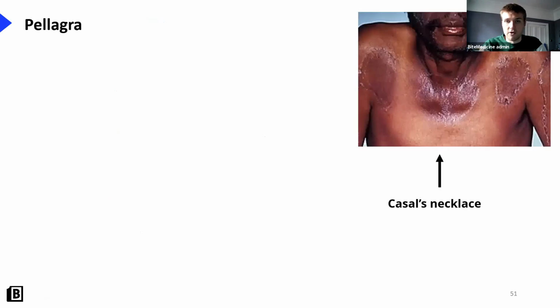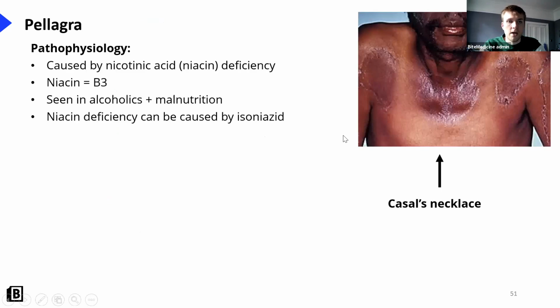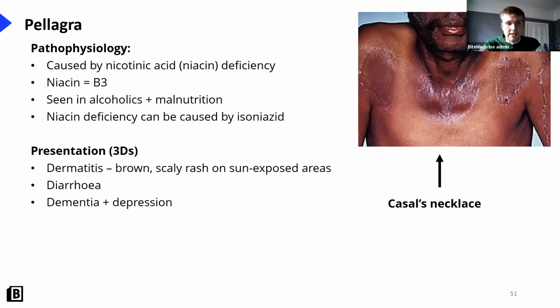So just a quick summary of Pellagra. Here we've got the Casal's necklace, dermatitis presentation, caused by niacin or vitamin B3, seen in alcoholics with malnutrition, exacerbated by isoniazid, and we've got our 3Ds, dermatitis, diarrhea, dementia. It's a brown, scaly rash in sun-exposed areas, and the management is vitamin replacement.